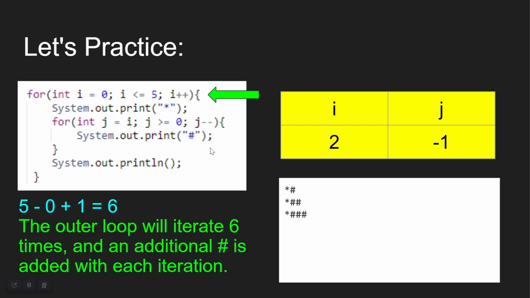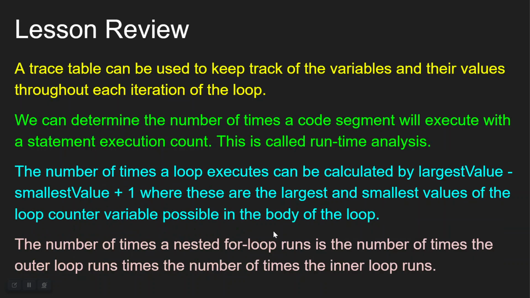Now at this point, I'm just starting to notice a few things. I'm noticing that every time this prints, I get an asterisk and then an extra hashtag. So I'm noticing this pattern. So now I can basically just stop and say, all right, well, I know that my outer for loop is going to iterate 6 times. So I can stop with my trace table. I see my pattern. I know there's going to be 6 lines. They're all going to start with an asterisk, and each one's going to have an extra hashtag. So there you go.